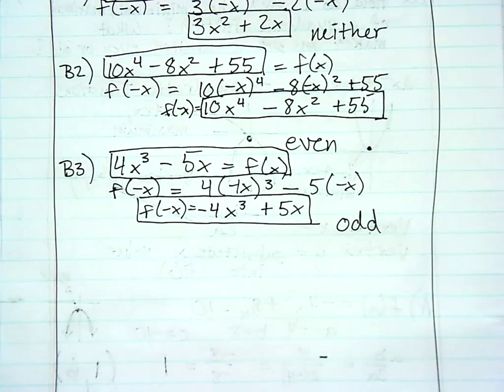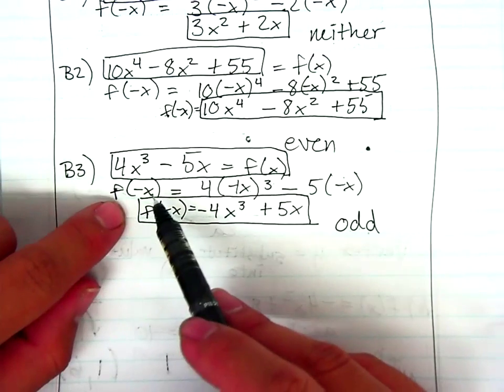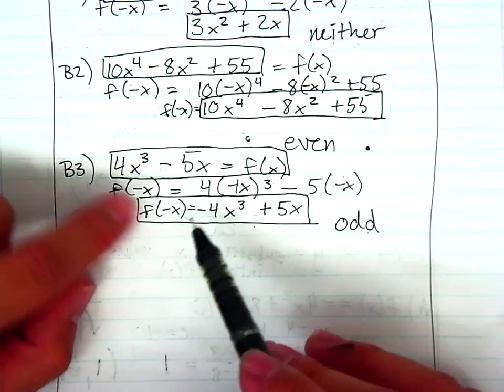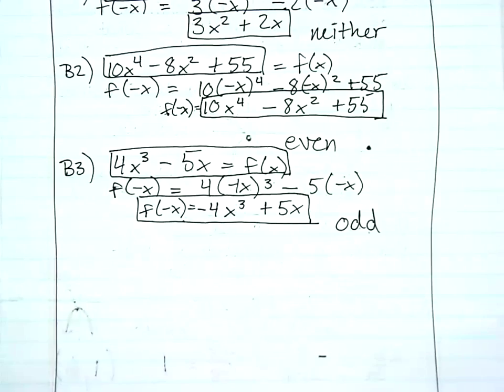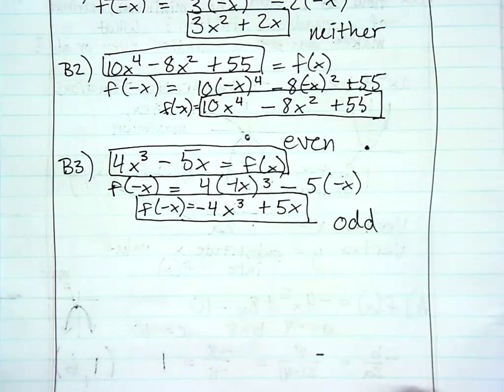Alright? So, again, really the only trick is to plug in that negative x, substitute it in for all of our x values, and compare this result to the original function. And with that, you'll be able to determine whether your function is even, odd, or neither.